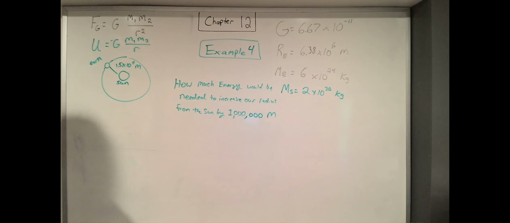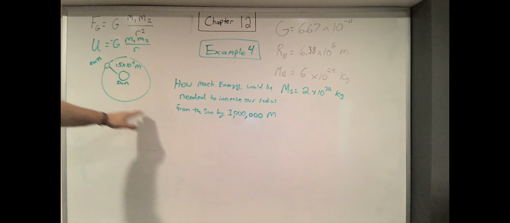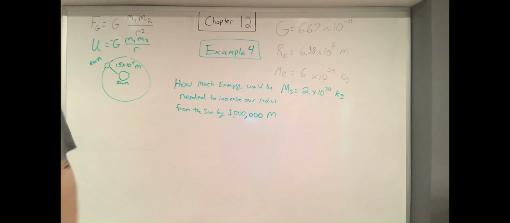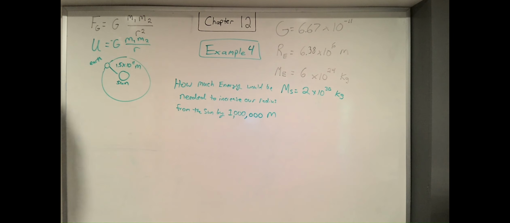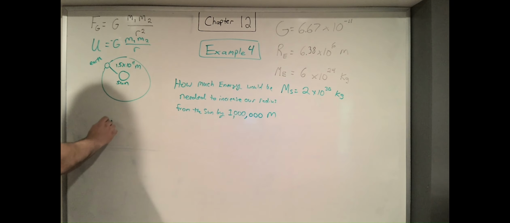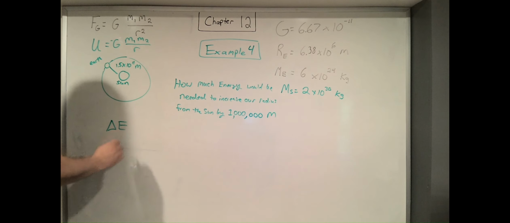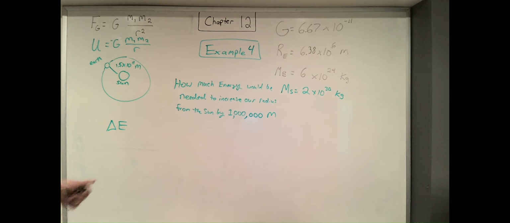I've grabbed these numbers off of online sources. I've also grabbed the mass of the sun, which is 2 times 10 to the 30th kilograms. Again, all numbers are approximate here, just given for demonstration purposes. So how much energy would be needed to increase our radius? We're going to have a change in energy, and the only energy I want to change is the gravitational energy. I just want to change the radius at which we pull away from the sun.